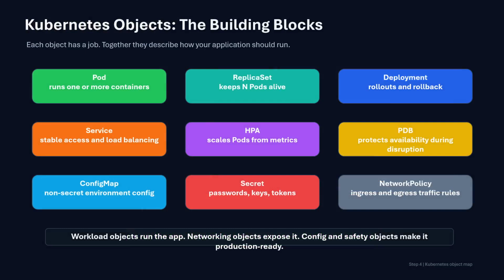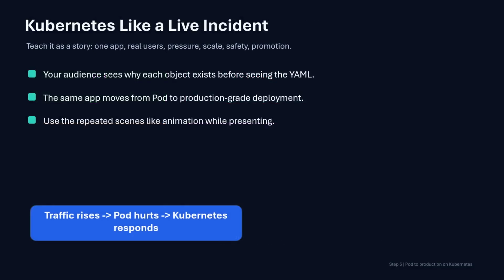Kubernetes is software, and it has many objects or components. If you want to run your application on Kubernetes, you should have an understanding of these objects: pod, replica set, deployment, service, horizontal pod autoscaler, PDB, config map, secret and network policy. Now let me go to the next slide.